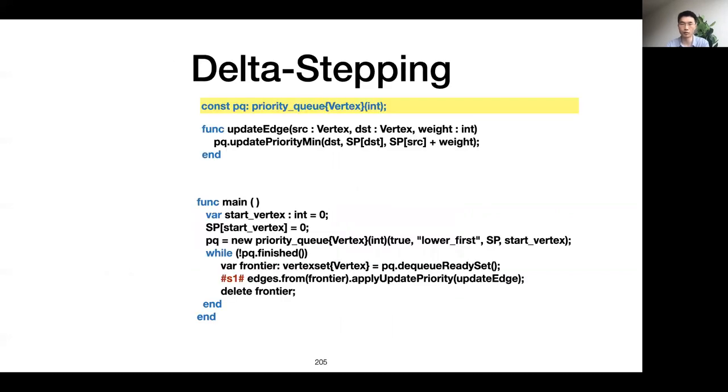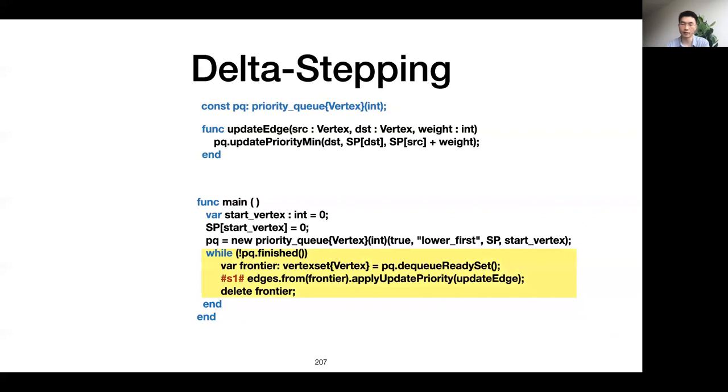So how we would use it to implement delta stepping is, globally you first declare there's a priority queue, and there will be a priority for each vertex, and the type of the priority would be an integer. In the main body, we'll construct a new priority queue by saying lower priority is processed first, and the priority will be stored in this vector SP, which is shortest path. And in the body, we have this while loop that keeps checking whether all the vertices have been finalized to their smallest priority.